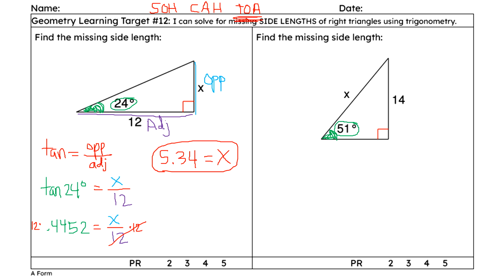That just makes things a little bit more easy, or you can imagine flipping the triangle around so that it looks this way. Now I need to name my sides. I've got one over here that's given to me, this 14. This side length here is across from the 51 degrees across the triangle. So this one is my opposite side.